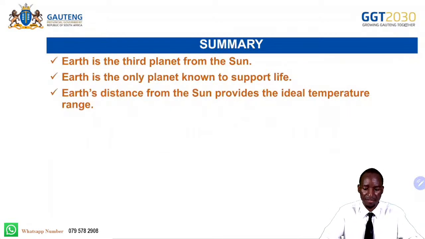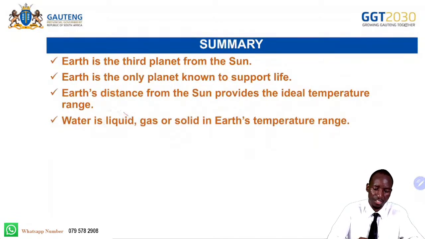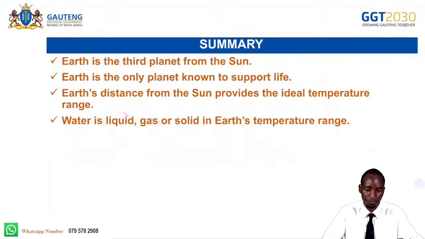Its distance from the sun provides the ideal temperature range. Water is found in 3 phases on planet Earth. It is found as a liquid, it is found as a gas, it is found as a solid. So those are the 3 phases in which water is found on our planet Earth.